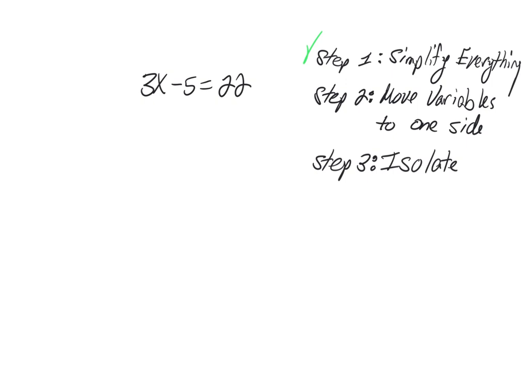Then our next step, no matter what kind of problem we're solving in this unit, is going to be moving variables to one side. So if I have variables on both sides of the equation, my next step then is just to move them all to one side. And here there's only one variable and it's already obviously on one side together.